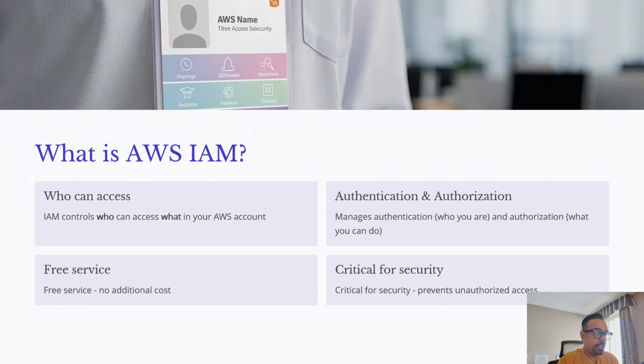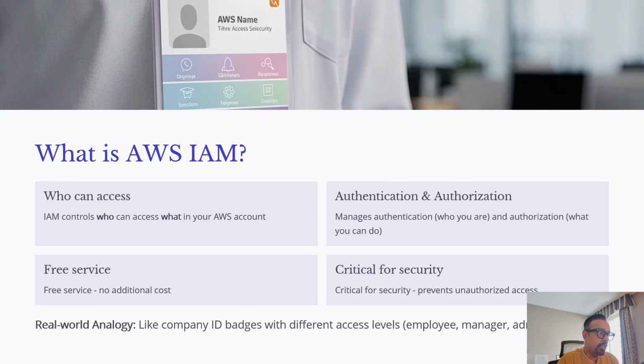IAM is critical for security and prevents unauthorized access. Misconfigured IAM is one of the top causes of data breaches in cloud environments. For artificial intelligence and machine learning workloads, handling sensitive training data, customer information, or proprietary models, proper IAM configuration isn't optional, it's essential. Think of IAM like company ID badges with different access levels.